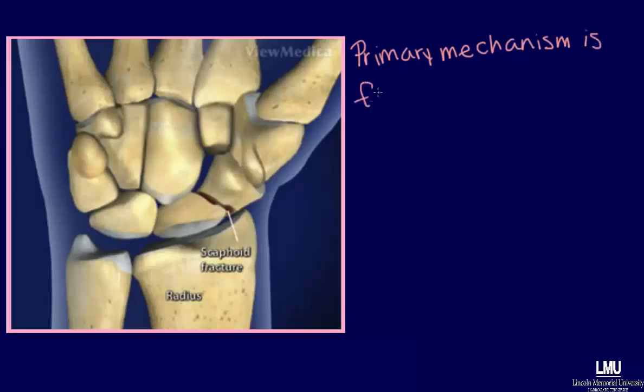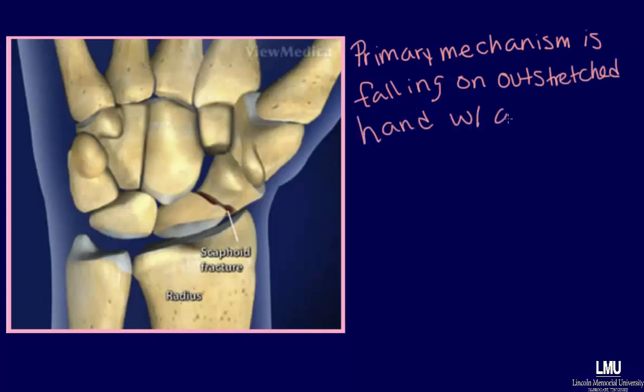The primary mechanism is falling on an outstretched hand, which is similar to the Colles fracture we just studied, except the difference here is that it's falling on a deviated radius, while on the Colles fracture it was falling on a pronated radius.